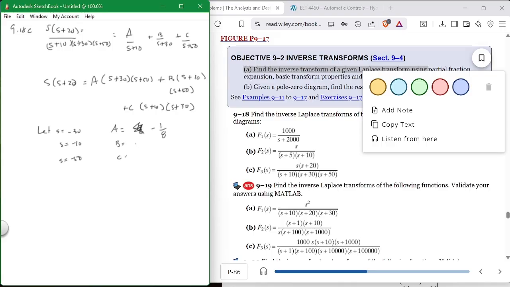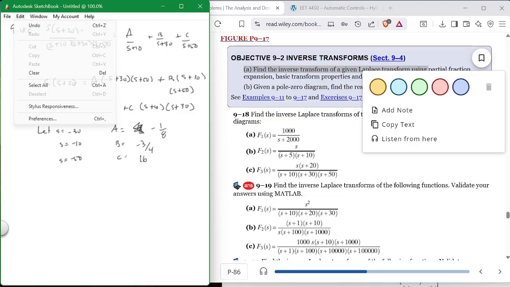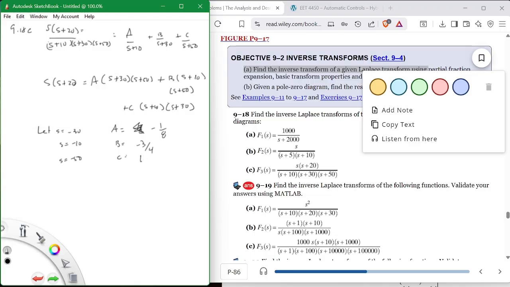B. C. 16/8? 15/8? 15. 15/8? Right. So what's your final answer?